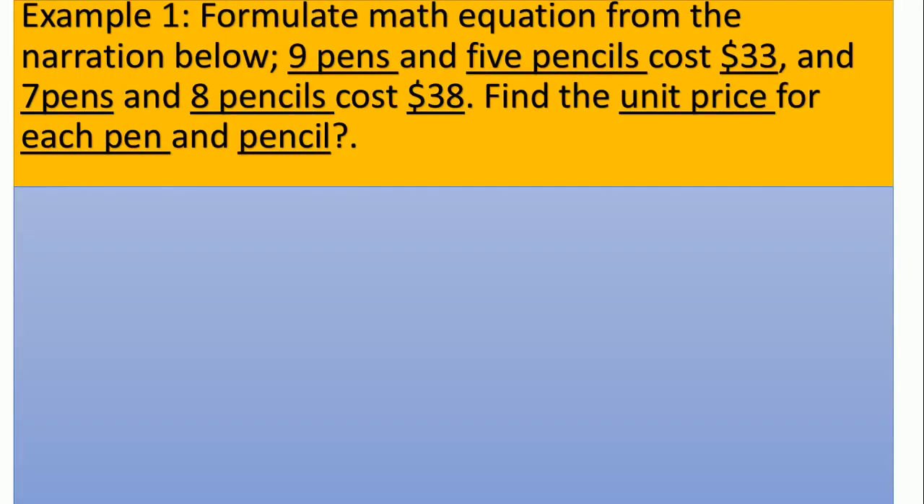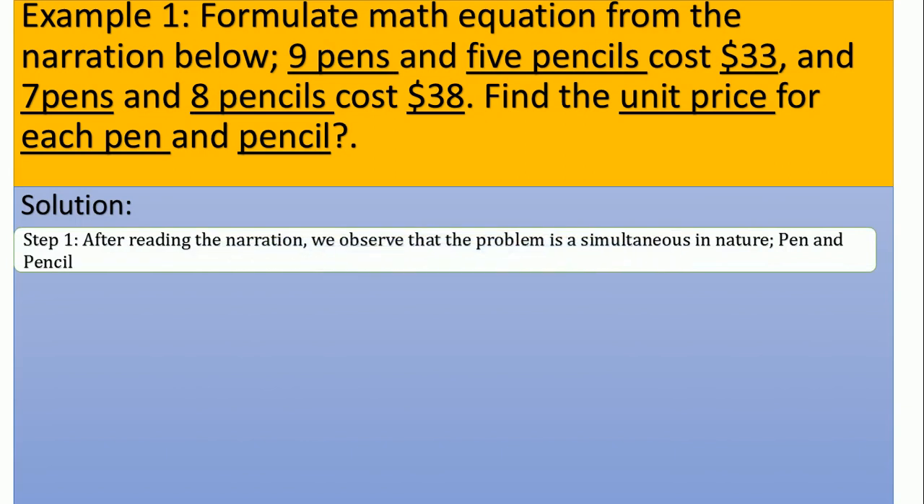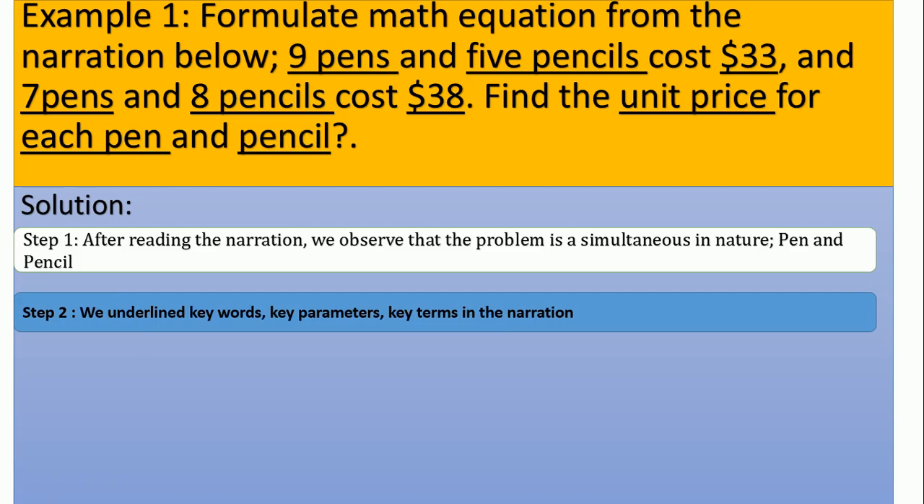Example 1. Formulate a mathematical equation from the narration below. 9 pens and 5 pencils cost $33, and 7 pens and 8 pencils cost $38. Find the unit price for each pen and pencil. Now the solution goes thus. We need to follow the steps. Step 1. After reading the narration, we observe that the problem is simultaneous in nature. We are dealing with two things: pen and pencil. Step 2. We underline the keywords: 9 pens, 5 pencils, $33, 7 pens, 8 pencils, $38. Unit price, each pen, pencil. These are the keywords, key parameters, key terms.